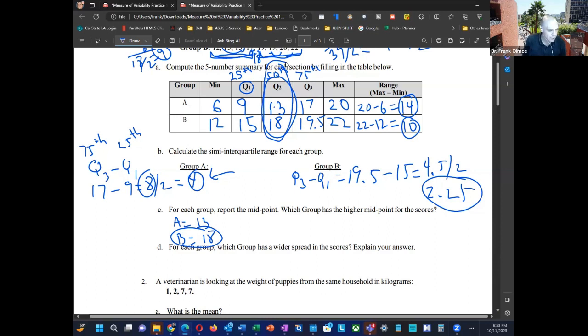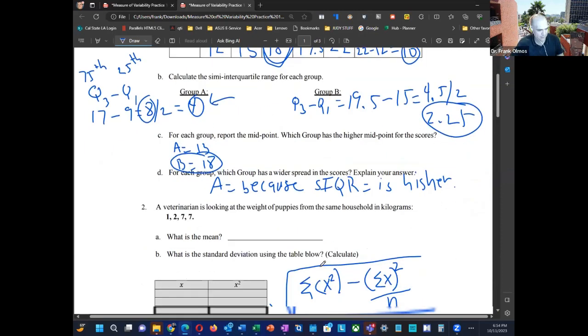All right, for each group, which group has a wider spread of scores? And explain your answer. We already covered that. So in this case, it's going to be group A, because semi-IQR is higher. Okay, hopefully that makes sense.